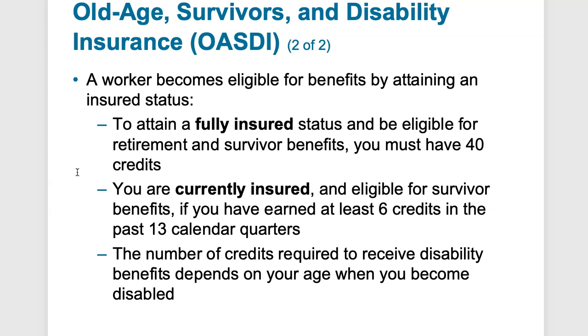Now, if you're currently insured, there's also eligibility for survivors. And so there are other programs within Social Security. It's not just for retirement. Disability is a big part of Social Security, and since people can get disabled at a younger age, you don't need a full 40 credits to get disability. They're going to prorate it with your age and the disability. So just some things to think about.